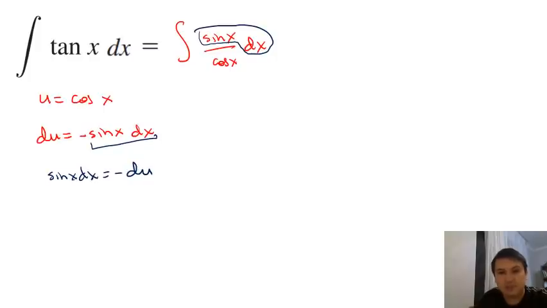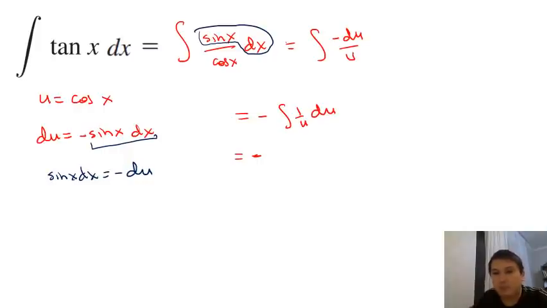Perfect. So then what do we get here? Instead of sine x dx, I replace it by minus du. And cosine x is u, right? Or if you wish, I can take out the minus, so it becomes the integral of 1 over u du. Well, we know that the antiderivative of 1 over u is ln of u. But you have to be careful. I don't know the sign of u, so I take the absolute value.